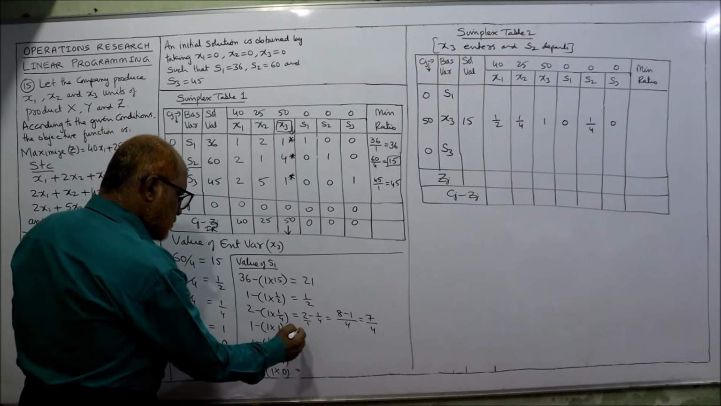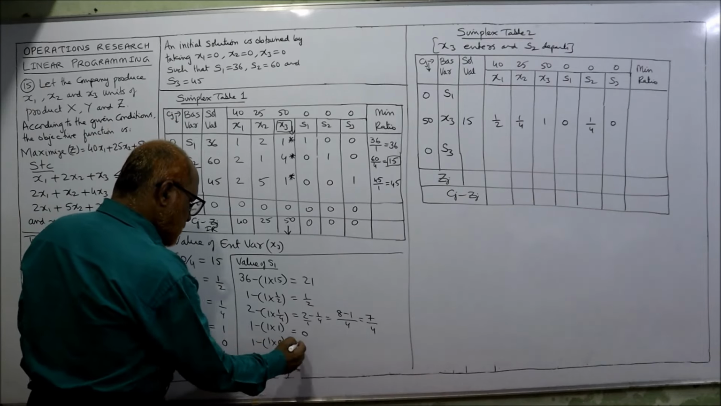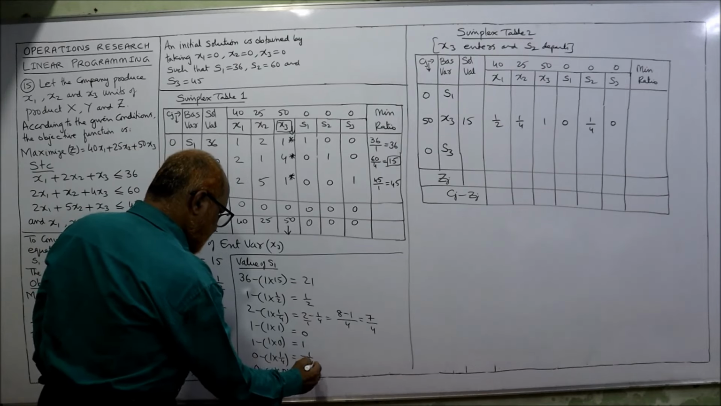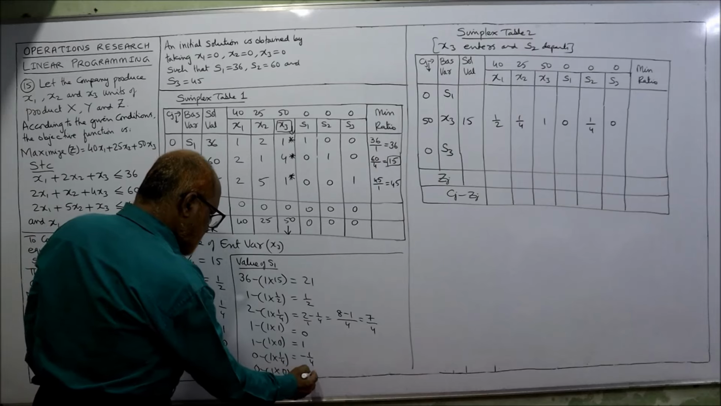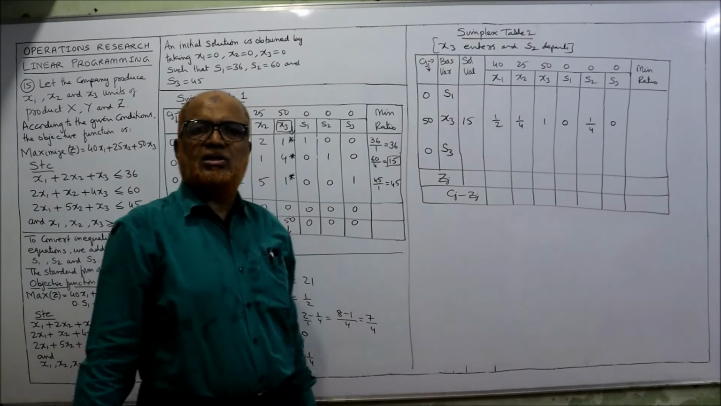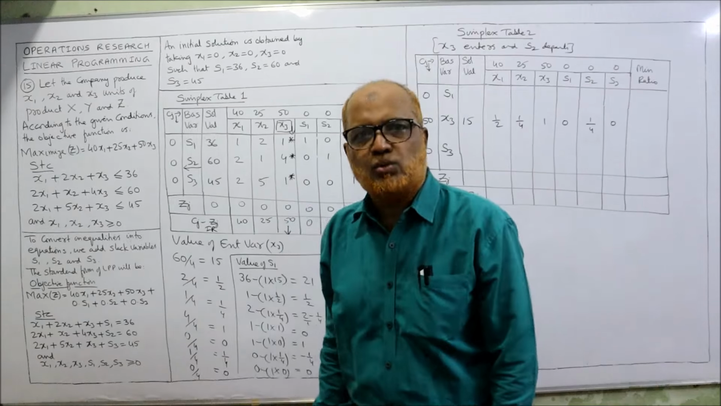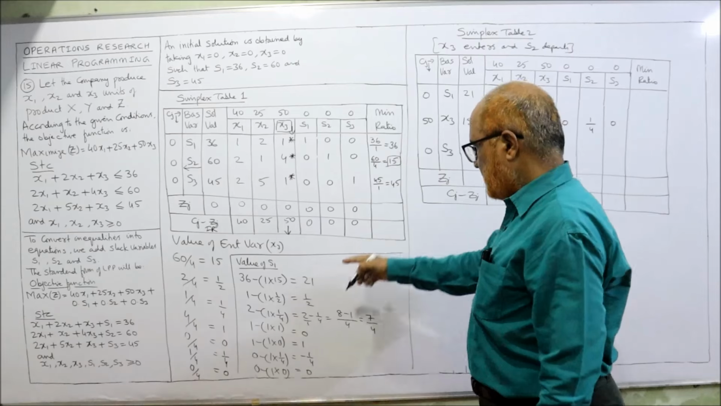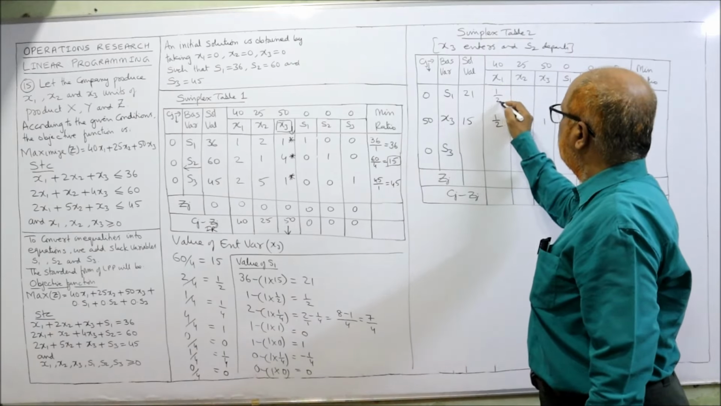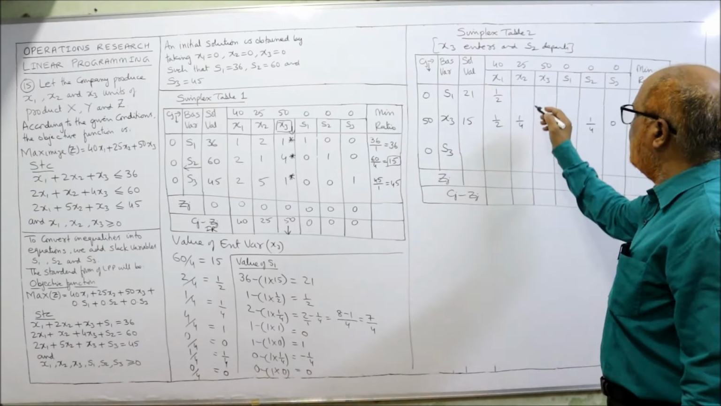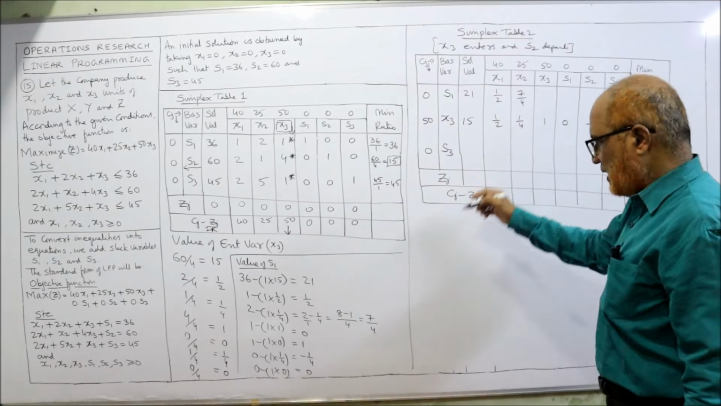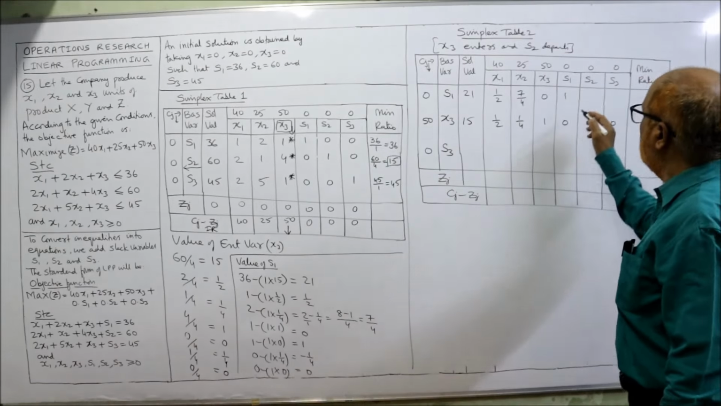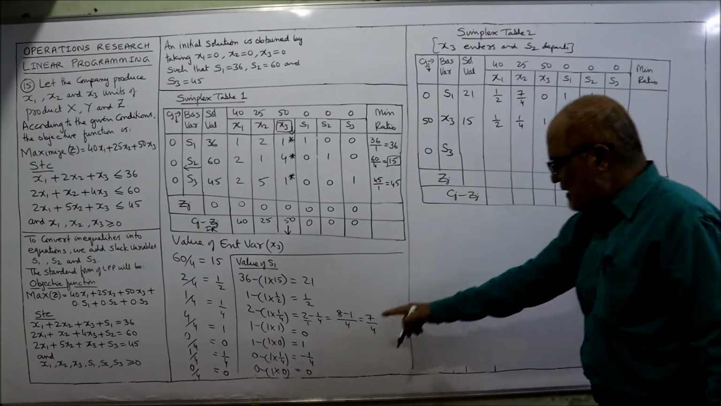Right? 1 minus 1, 0. 1 minus 0 is 1. 0 minus 1 by 4 is minus 1 by 4. 0 minus 0 is 0. So we got the values of S1. Now take it down, values of S1: 21, then half, then 7 by 4, next 0, next 1, then minus 1 by 4, and the last one is 0.